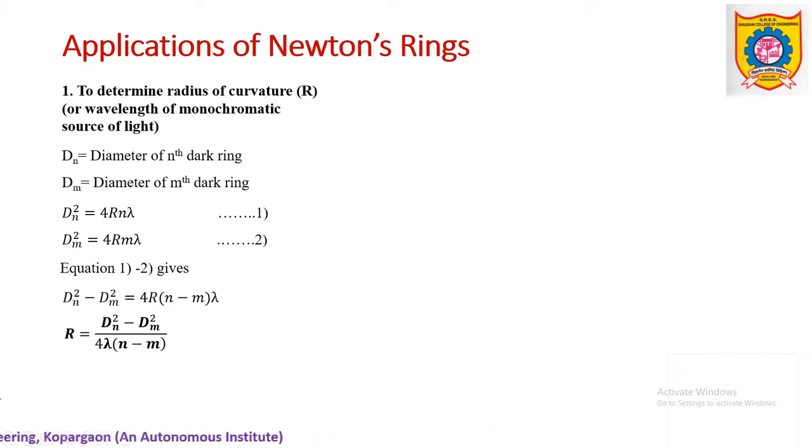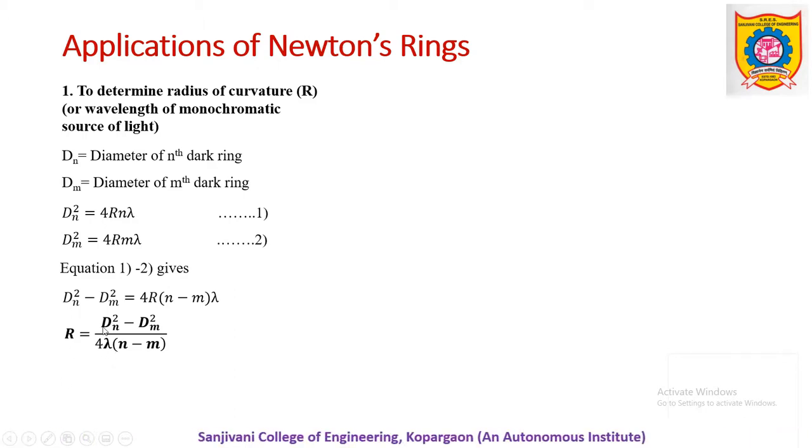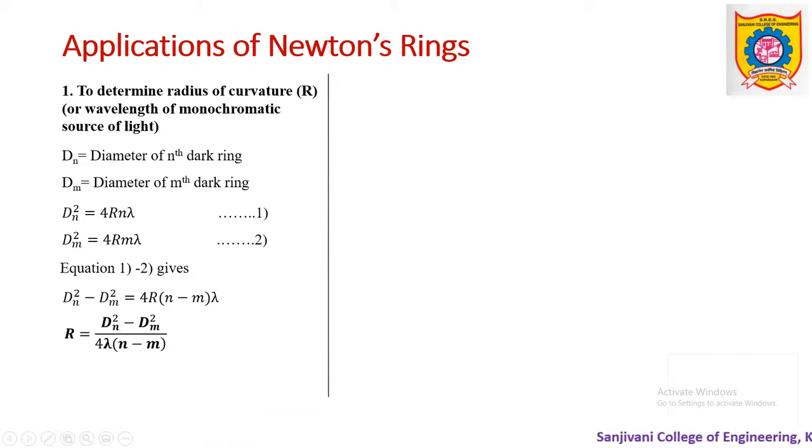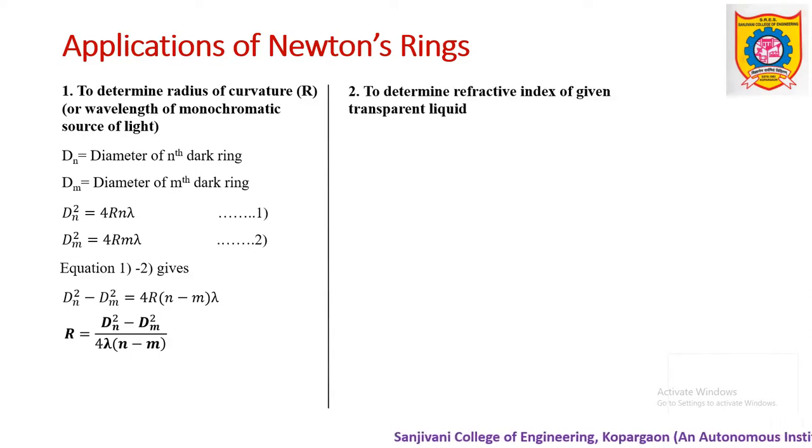So using this equation we can determine the radius of curvature by knowing lambda. Experimentally, we should know the values of the diameters of the nth and mth dark rings. So this is the first application. The second application is to determine the refractive index mu of a given transparent liquid.